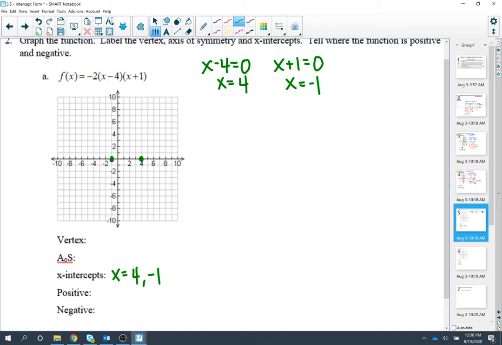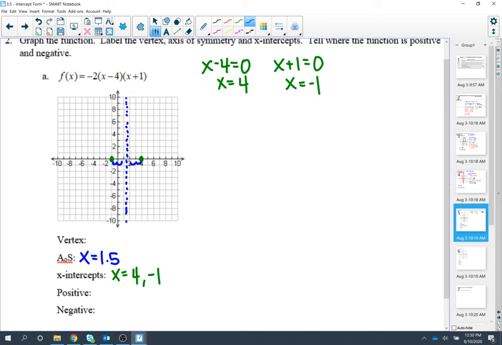Now, the next thing we need to find is our vertex and axis of symmetry. So axis of symmetry, we're going to go for the middle. Over 1, 2, over 1, 2, which brings me somewhere in the middle here. So it looks like my axis of symmetry is going to be at 1.5. So x equals 1.5. It's in the middle of a box.